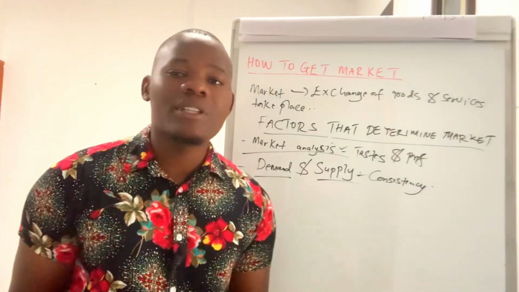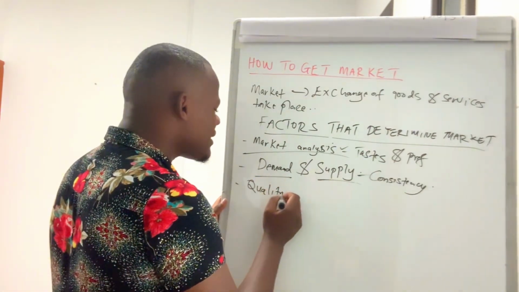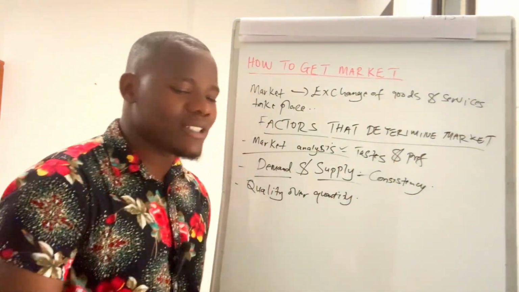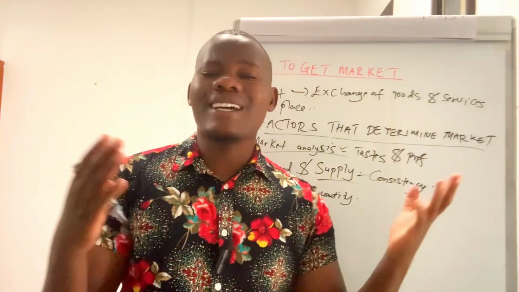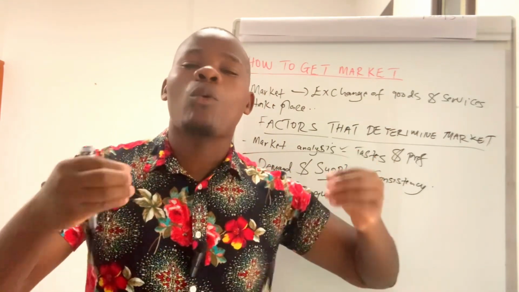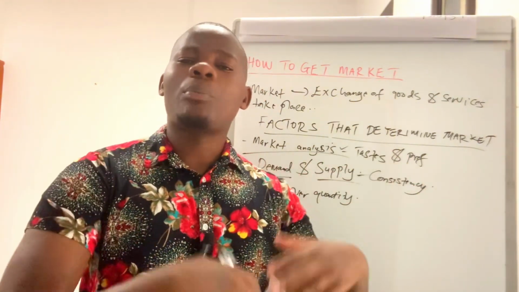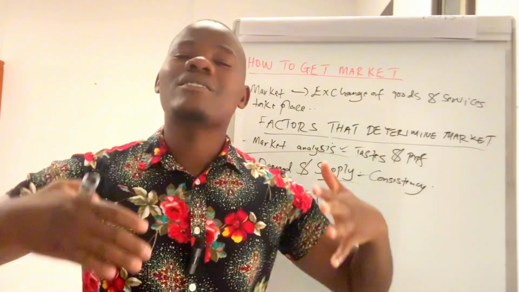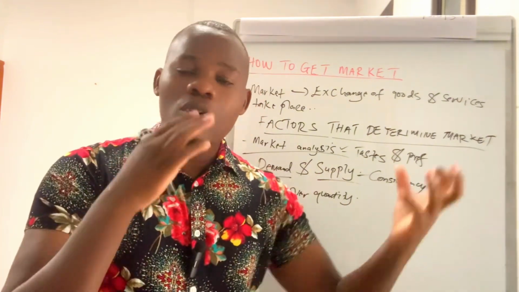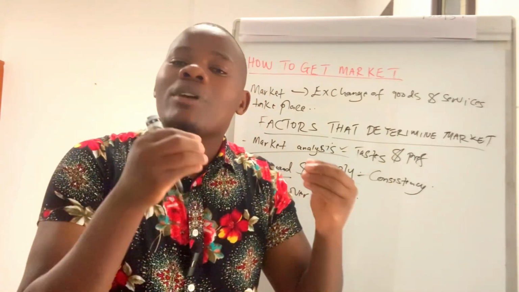Factor number three that determines our market, whether we shall have market or not, is what we call quality. Quality over quantity. What do I mean by quality over quantity? Most people do not actually care about the quality of the product that they are producing. The market really demands high quality products rather than low quality products. That's why you don't get market, simply because your products are really substandard. The market wants standard products. And whenever you have good products, I assure you, the customers or the clients will come running for your products. Why? Because it is quality, and quality products are on high demand.